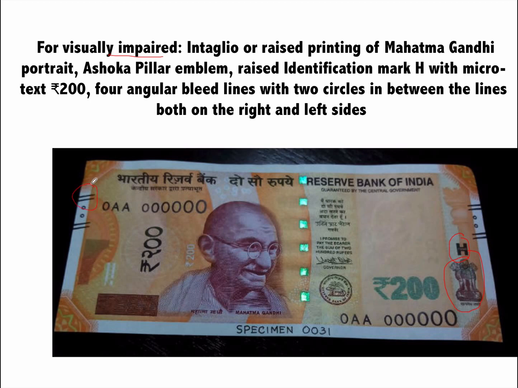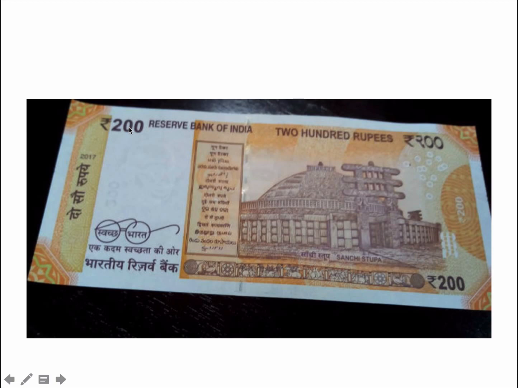Besides, there is one more important feature. Look here. There are these 4 lines. These are called 4 angular bleed lines. And in between, you have the 2 circles. So it is like this: 2 lines, 2 circles, and 2 lines. These are all raised, again so that the blind people can identify it's a 200 rupee note. Now let's look at the reverse side, the back side of the note.